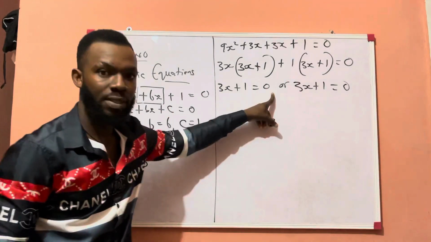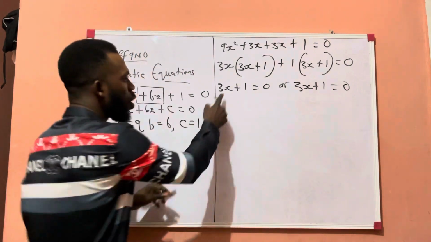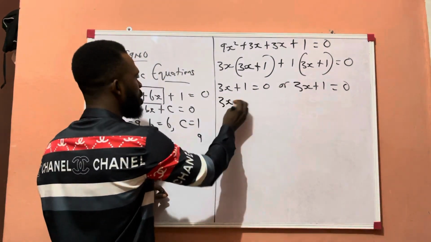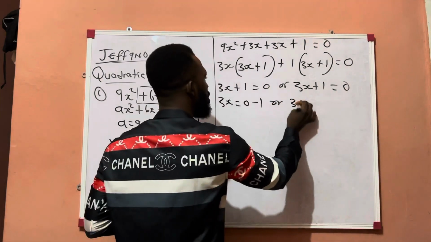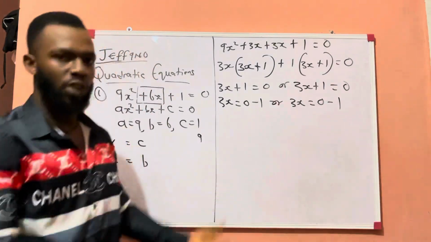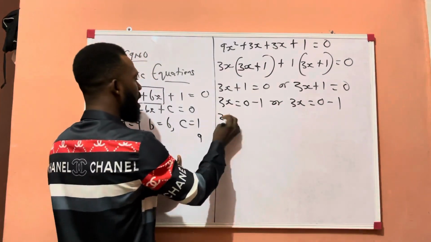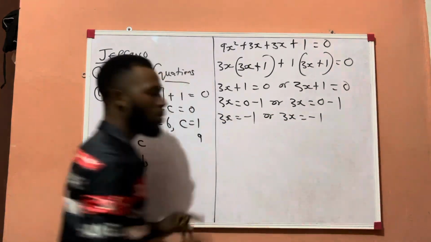We collect like terms. Now, when plus 1 crosses to meet 0, it becomes minus 1. Then what do we have left here? 3x is equal to 0 minus 1. Now, 0 minus 1 will give us minus 1. Here becomes 3x is equal to minus 1.